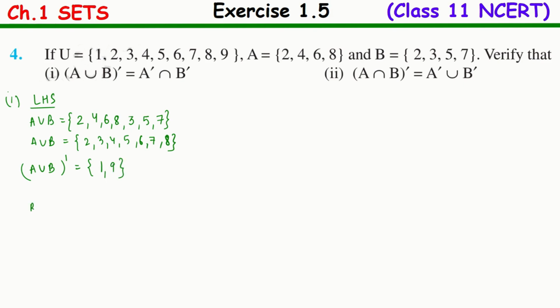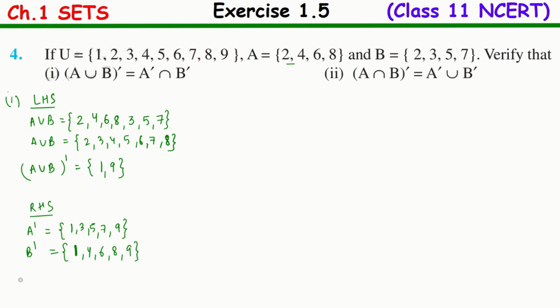Next, let us do the right hand side for first part. It says A complement intersection with B complement. So let us first write the A complement. A complement set will look like 1, 3, 5, 7 and 9. All the elements which are not present in A set. Then we'll calculate B complement. The elements which are not present in B, it is 1, 4, 6, 8 and 9.